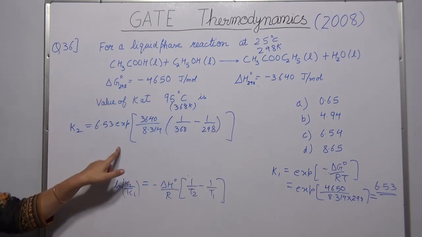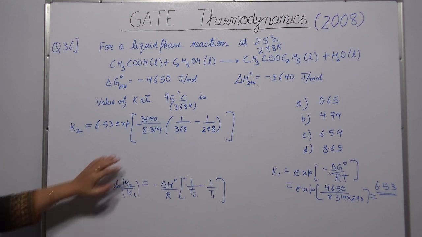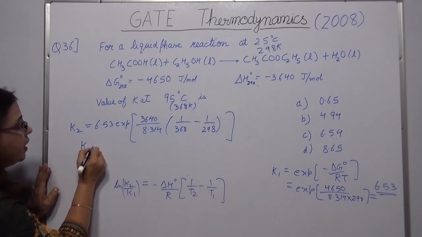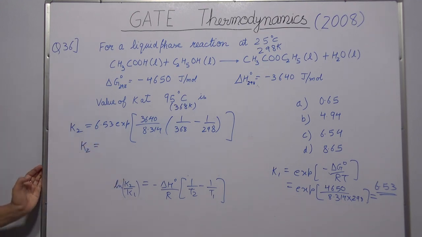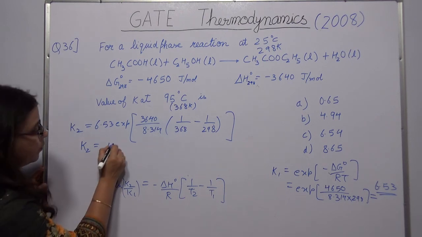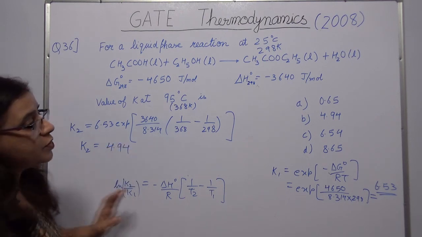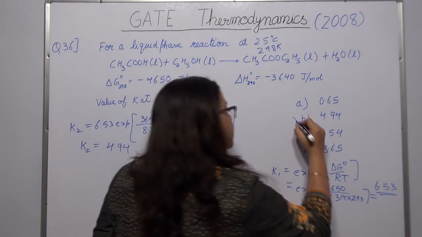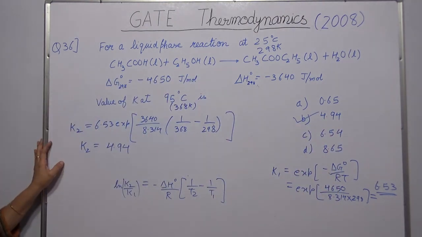Okay, everything is done. So calculate this and you get the value of K2 as 4.94. See which one of the options is correct. Option B is correct. So it's a very straightforward question and very simple to solve.